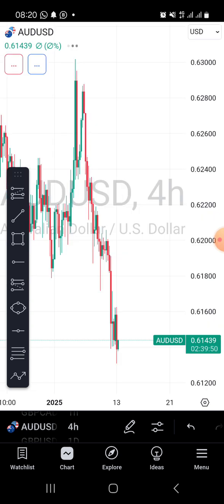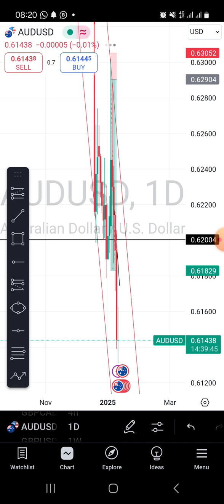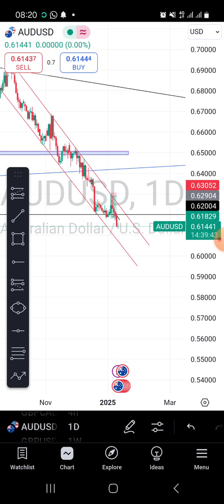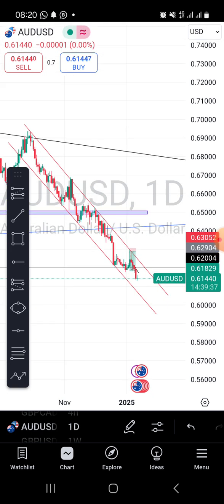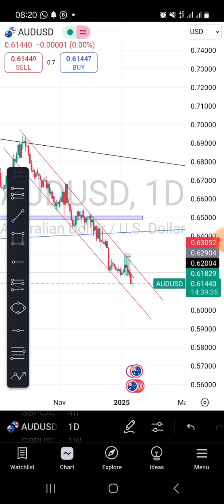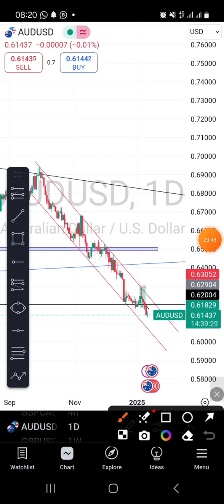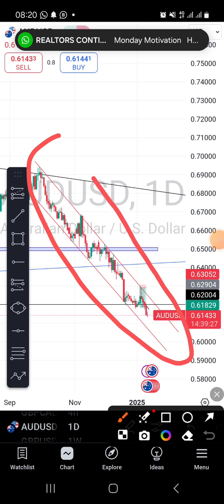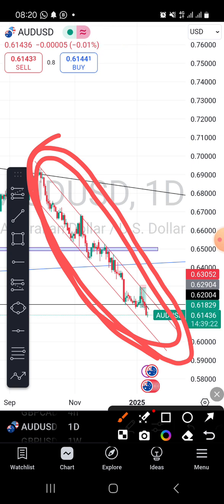AUD USD too is in a strong bearish trend. We can see it clearly. You can see the whole bearish move here. This is the whole bearish move. Yeah. So you can see on daily time frame that the AUD USD is bearish.